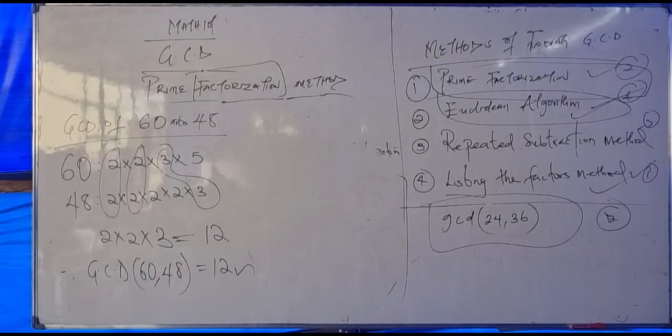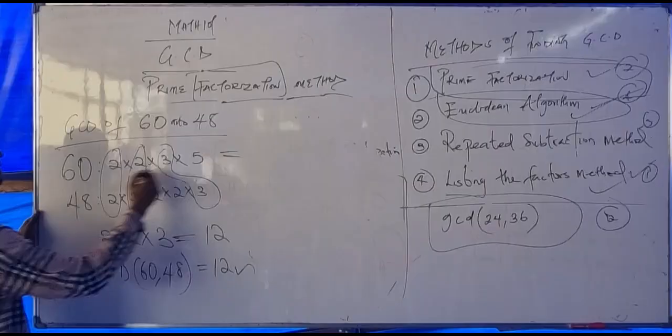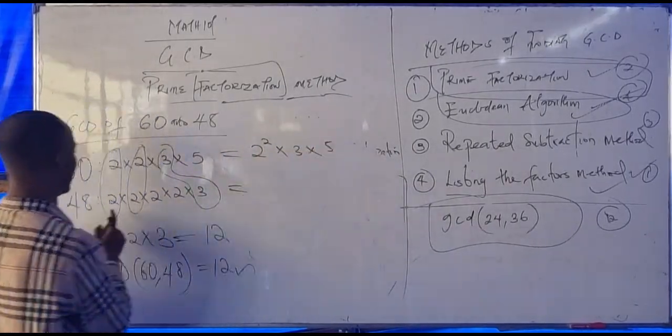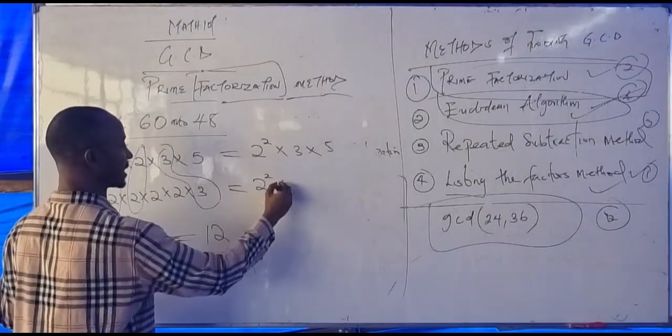So let's use that method now. Let's factorize it. Let's see. What would it give us? 3 raised to the power 2 times 3 times 5, right? What about this? 3 raised to the power 2 times 2, Abi?